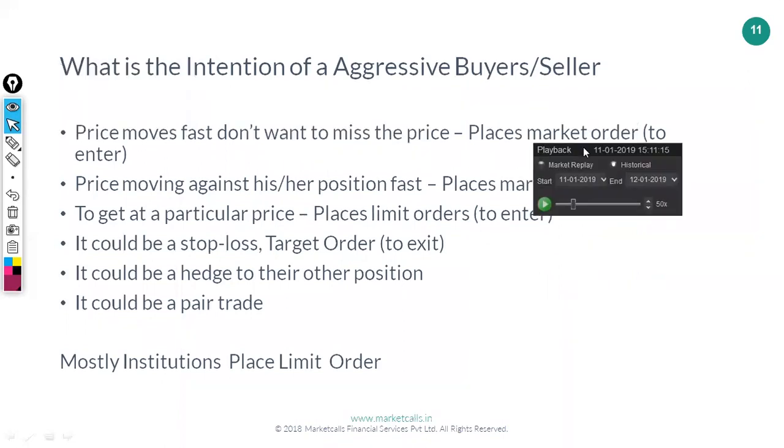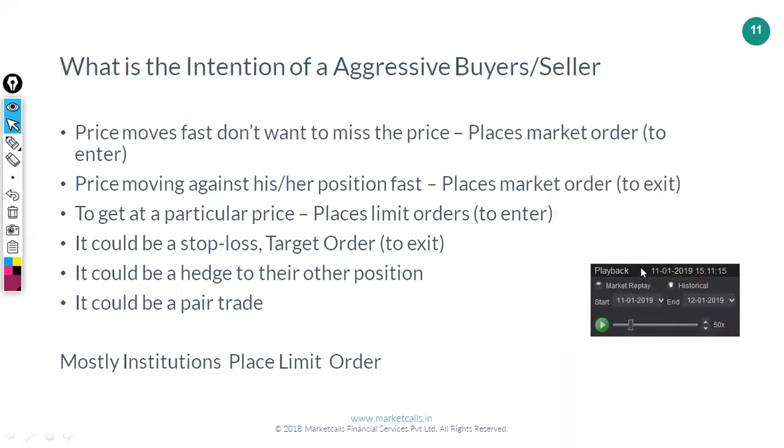First let's look into what is the intention of the aggressive buyer or aggressive seller. So who are these aggressive buyers? Who are these aggressive sellers? They're the kind of greedy people. Let's say the price moves fast, but they don't want to miss the price. They are fearful people also, because the price is moving against their position, and they want to take an exit because price is really moving fast against them.